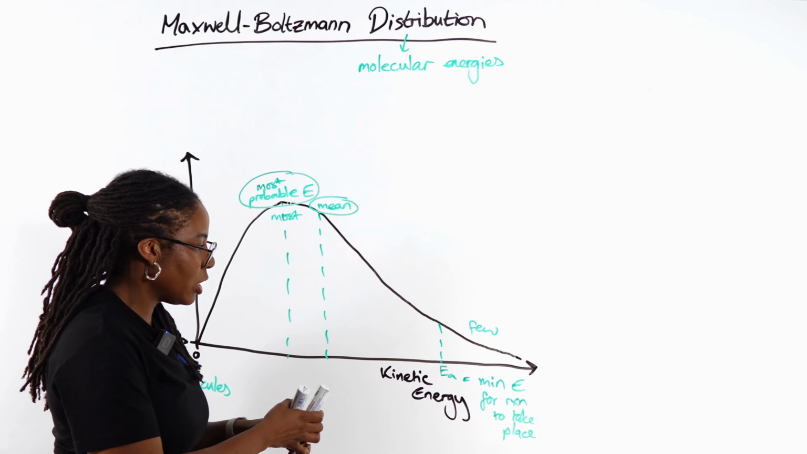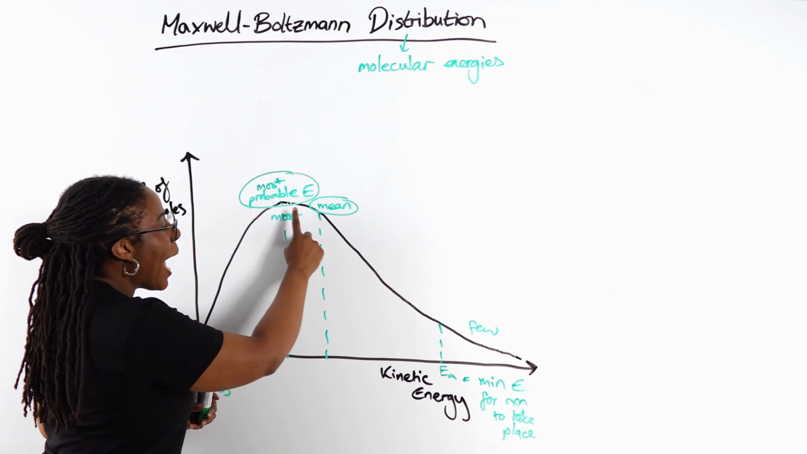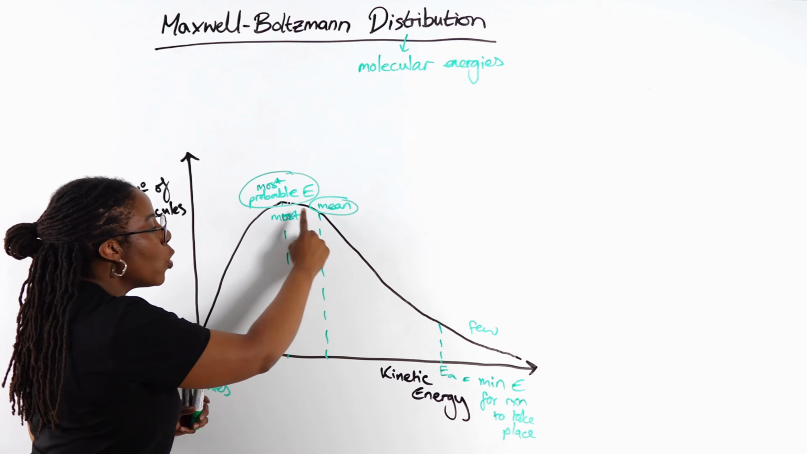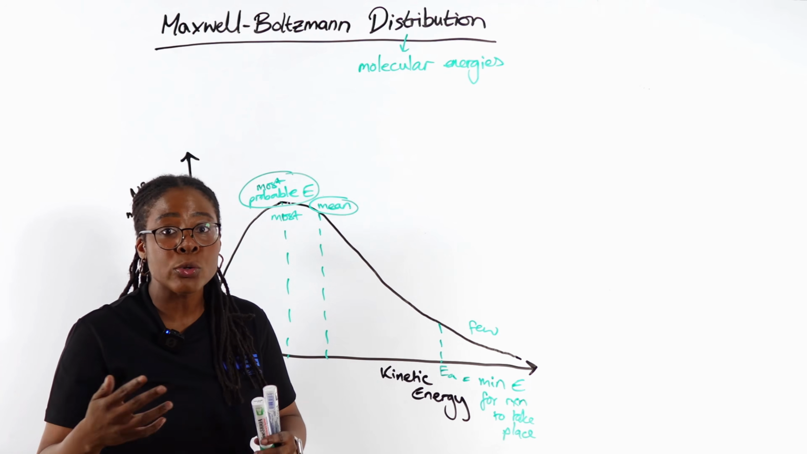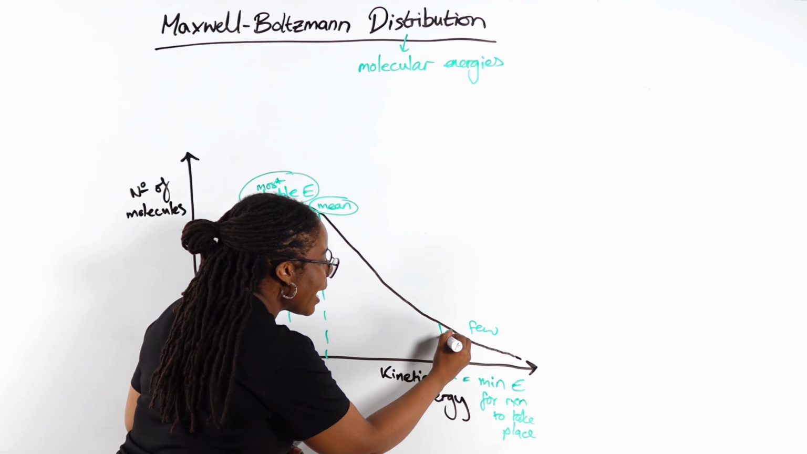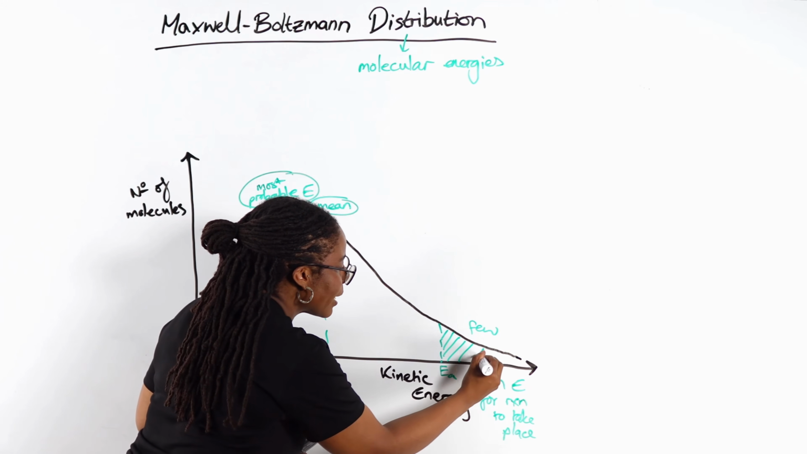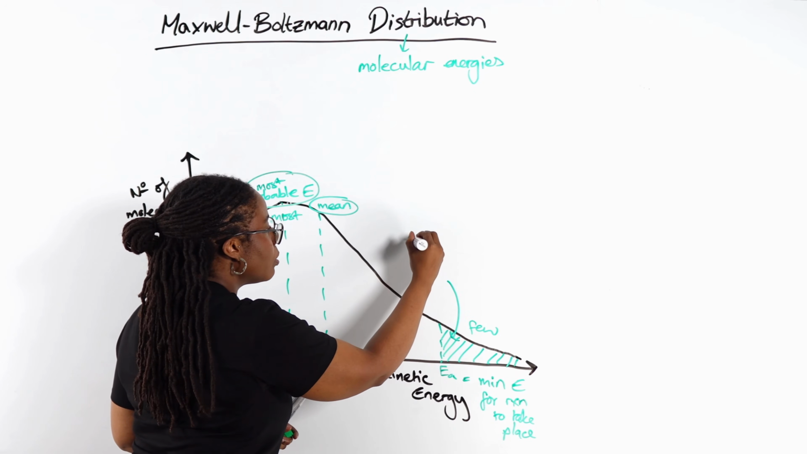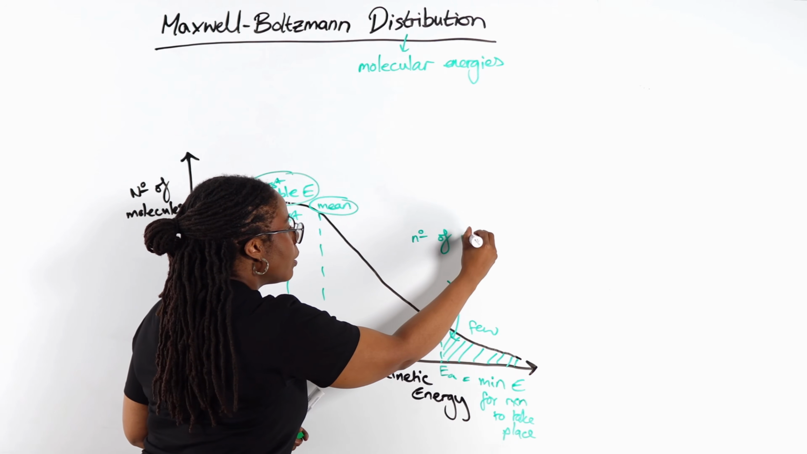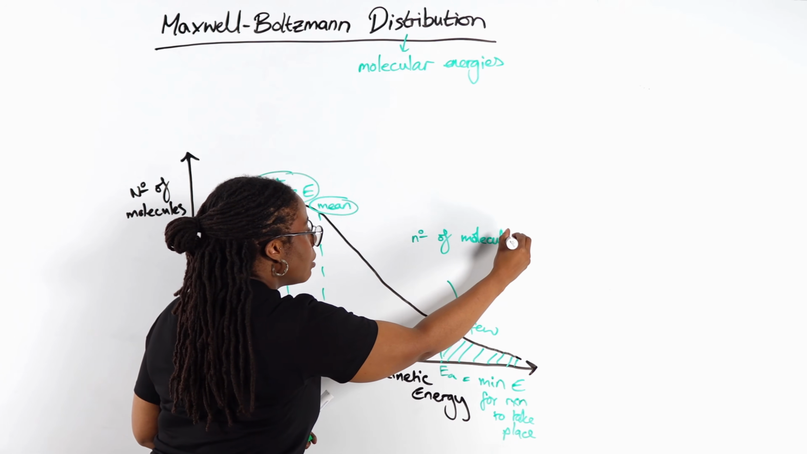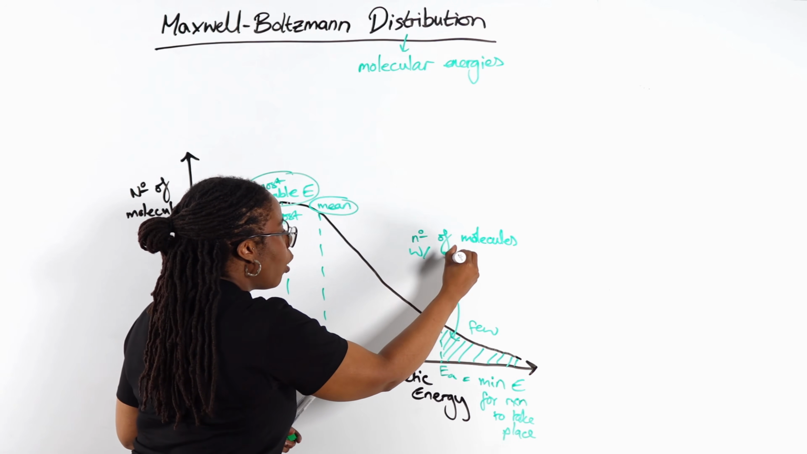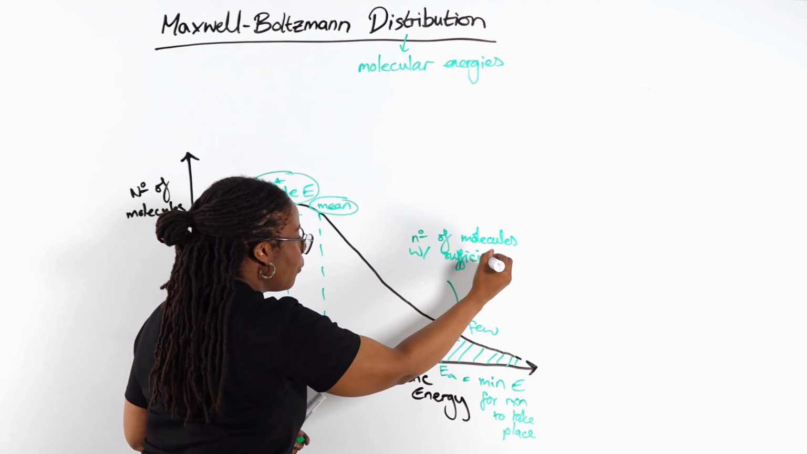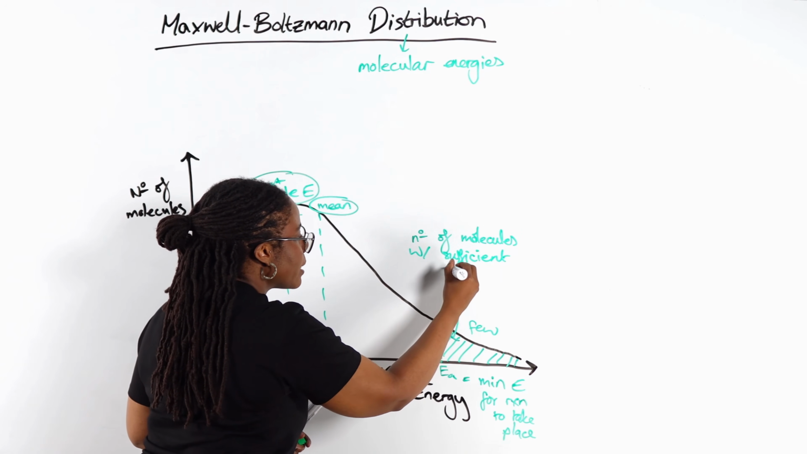That is sufficient energy. So with the total area under the curve being the total number of molecules, this area just to the right of the activation energy represents the number of molecules with sufficient energy for a reaction to take place, for your collision to be successful.